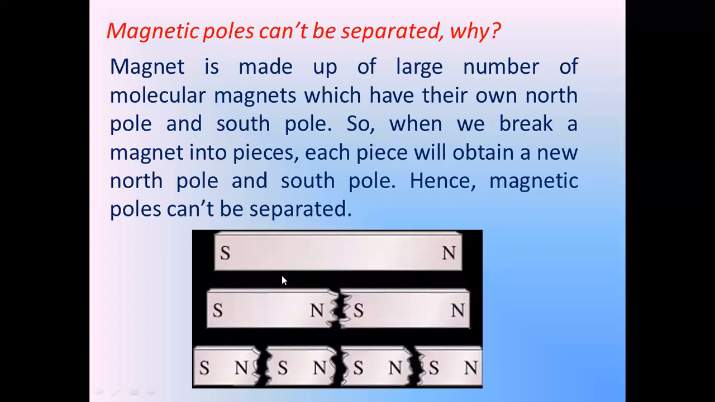Like you can see the example here: this piece has got a new north pole here, this piece has got a new south pole here, this piece has got a new north pole here, and this piece has got a new south pole.